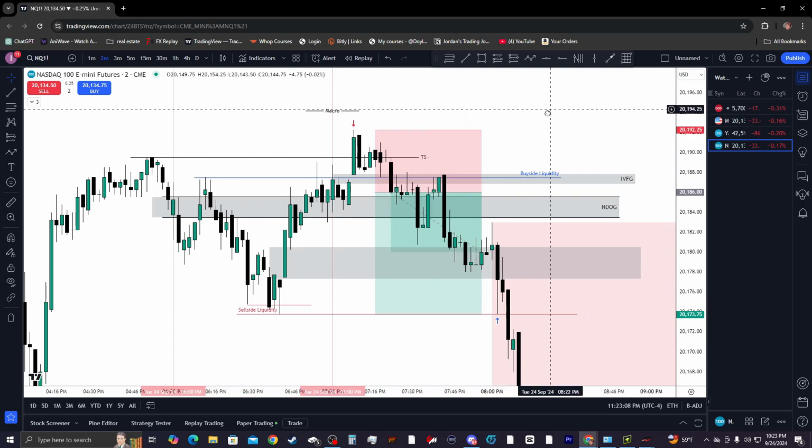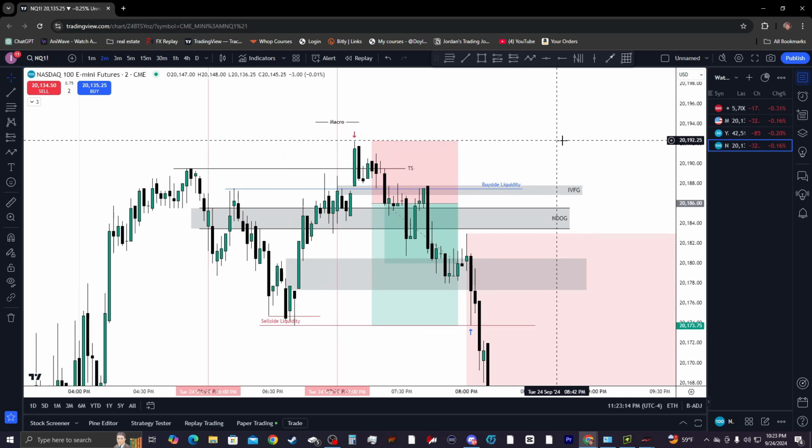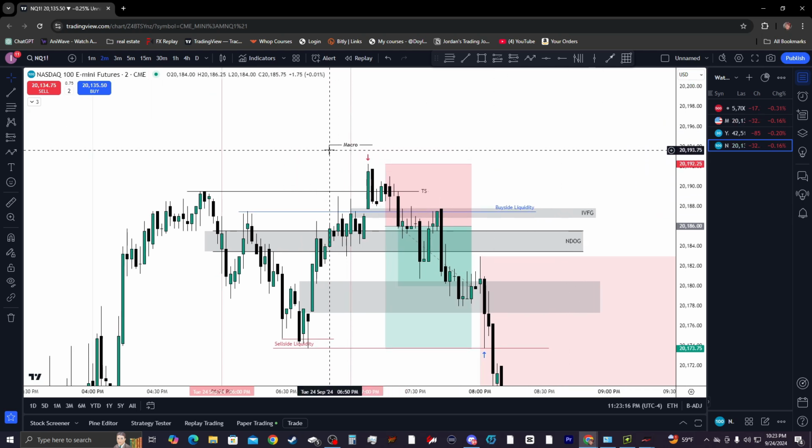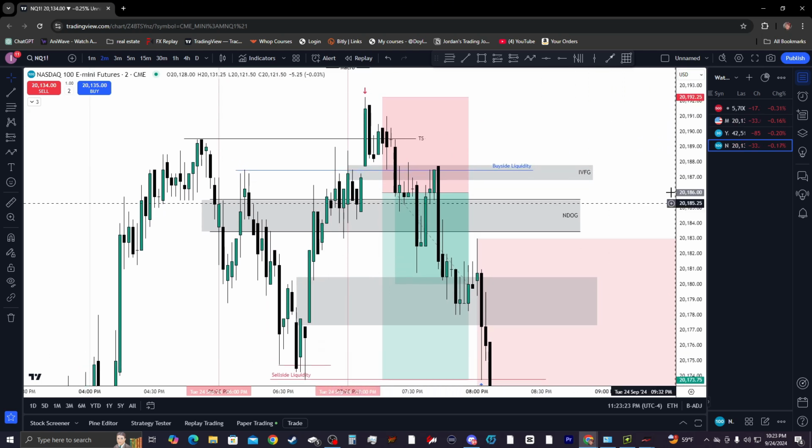Another thing that confirmed that even more for me was that price did take out this high as well, giving us a nice little turtle soup. And we were also inside the macro time. The macro time was 6:50 to 7:10. So basically, that's when I started to look for a setup.